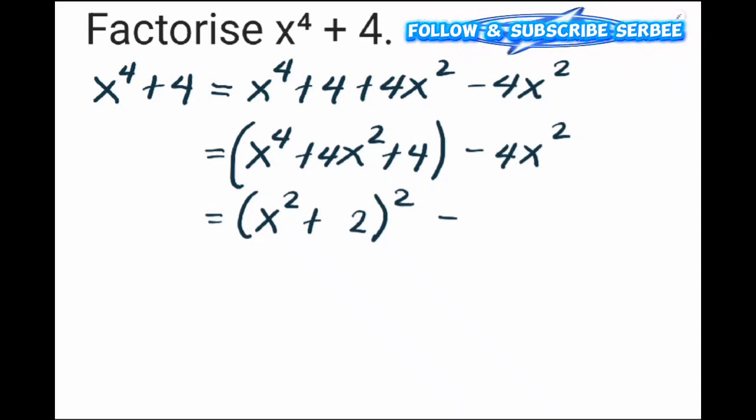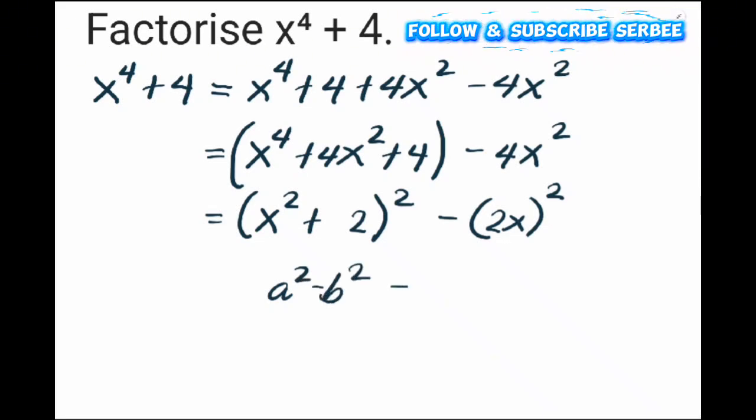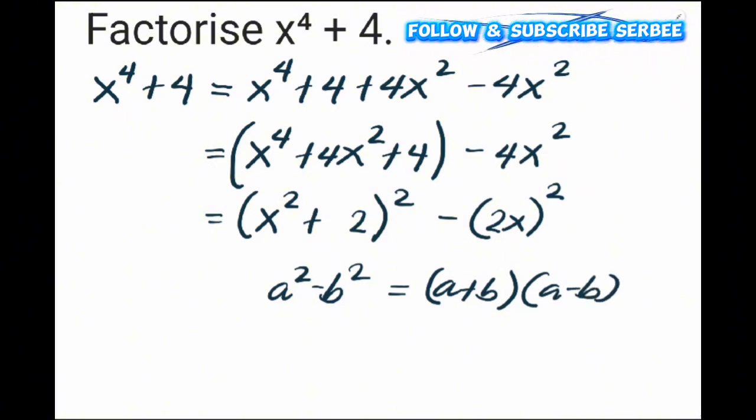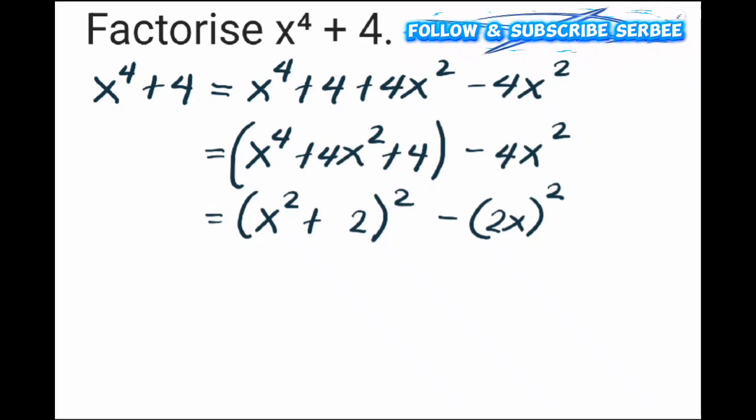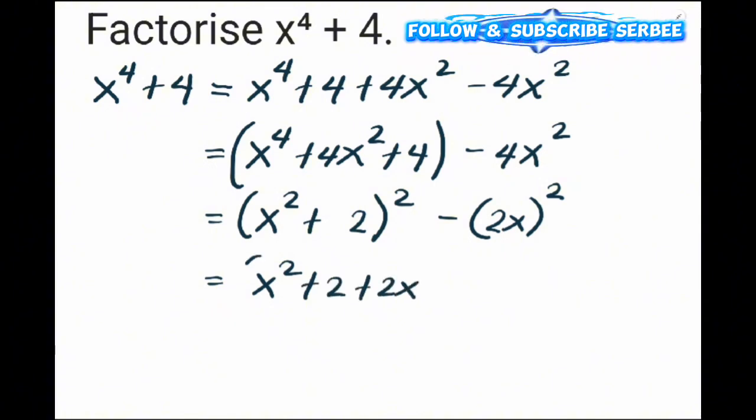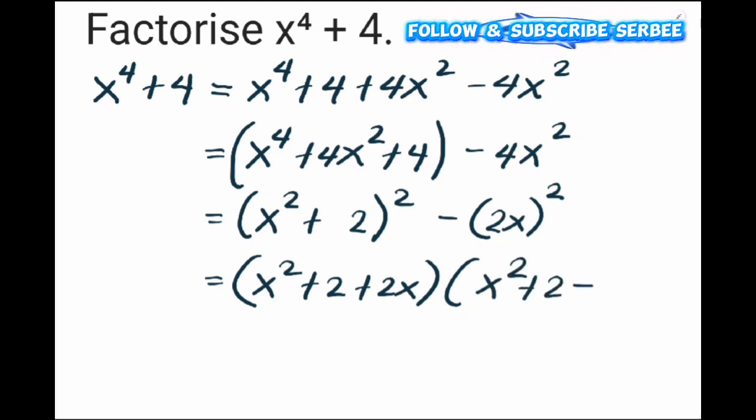Minus, and also this term can be expressed as 2x raised to 2. So we have a difference of two squares. Remember, if you have a squared minus b squared, the difference of two squares, the factors are a plus b and a minus b, right? So we will be using that formula. So we have x squared plus 2 plus 2x, in parentheses, multiplied by x squared plus 2 minus 2x.